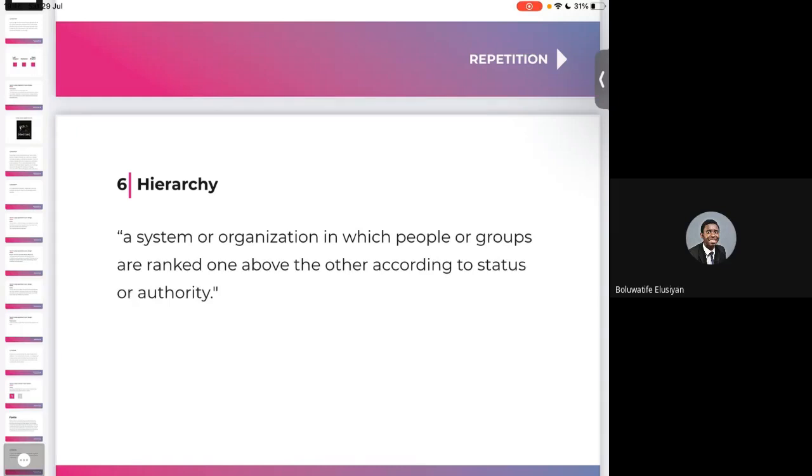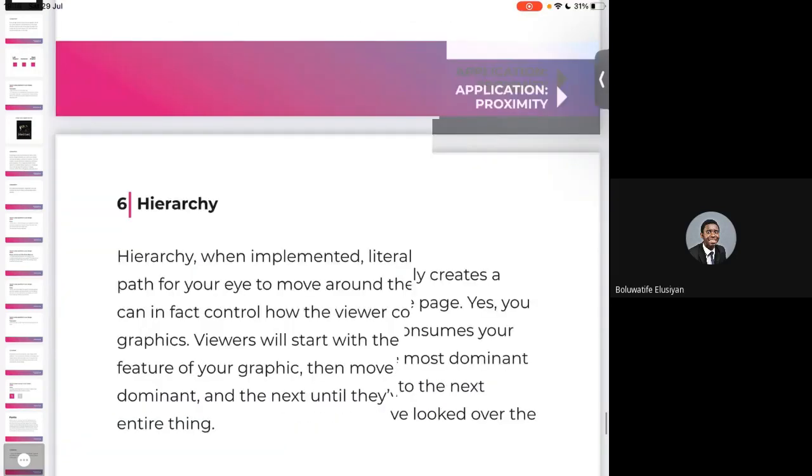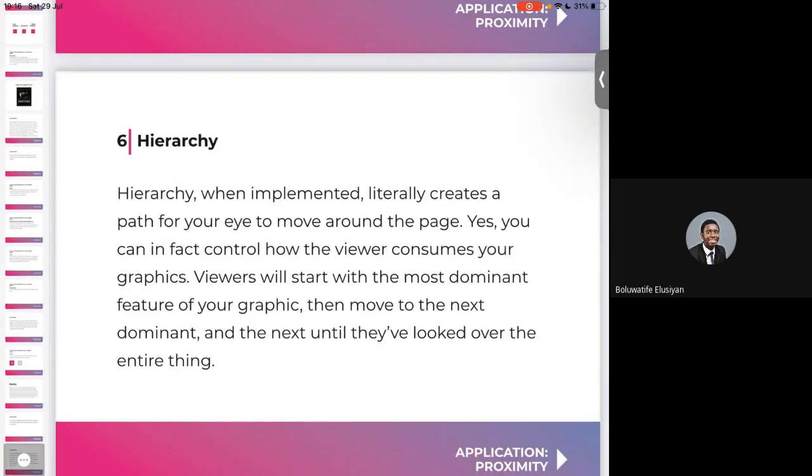Of course, you can start remembering balance again. So everything is related, like I said. But hierarchy is more about a system. Let's read it: a system of organization in which people or groups are ranked one above the other according to status or authority. That's the layman definition. So in design, hierarchy, when implemented, literally creates a path for your eye to move around the page. Yes, you can in fact control how the viewer consumes your graphics. Viewers will start with the most dominant feature of your graphic, then move to the next dominant and to the next until they have looked over the entire thing.